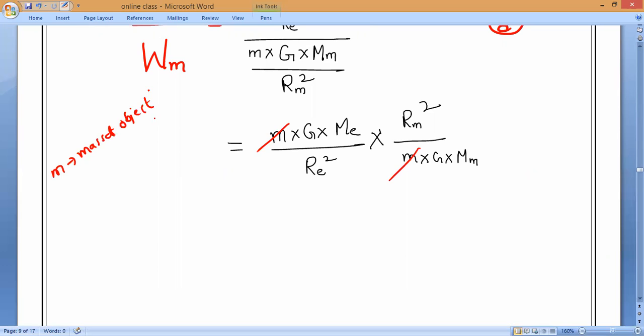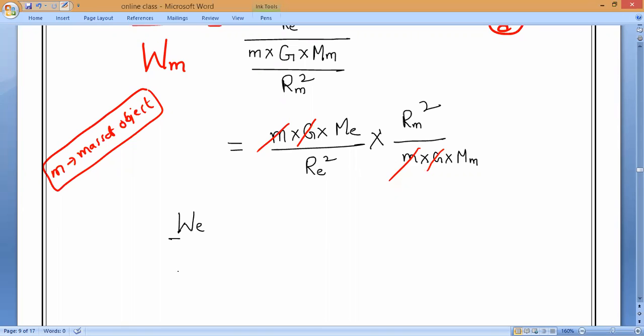So I'm keeping one object on earth and one object on moon, and I'm comparing their weight. So mass of object will get cancelled. Next one. Capital G and capital G will get cancelled. So what are the remaining things? Everybody tell me.